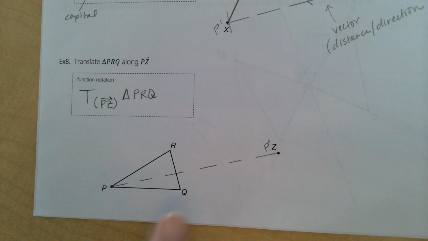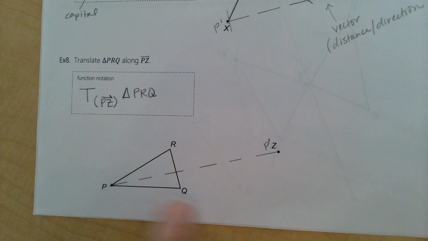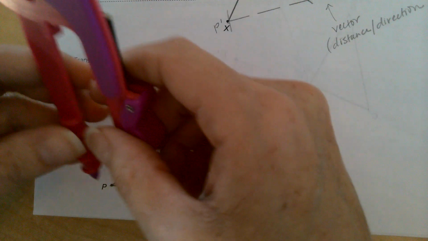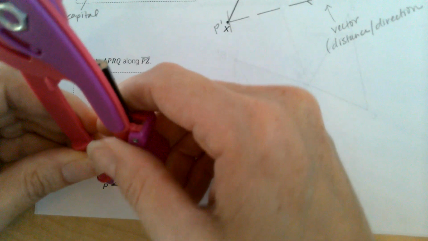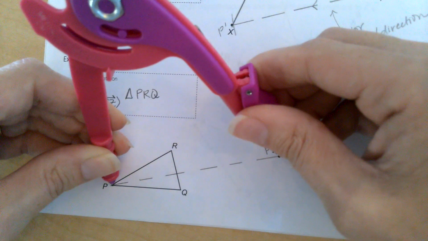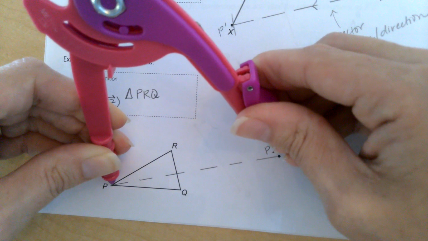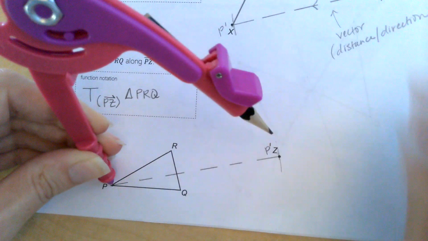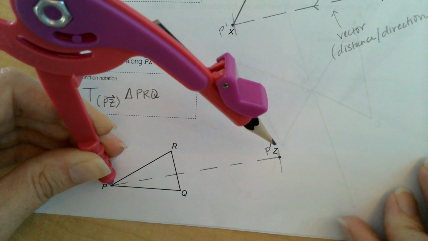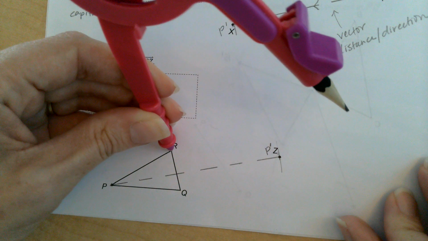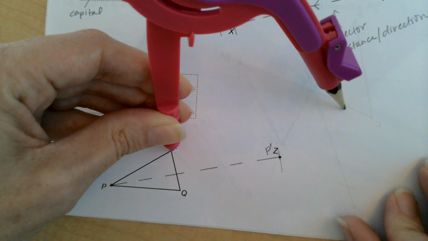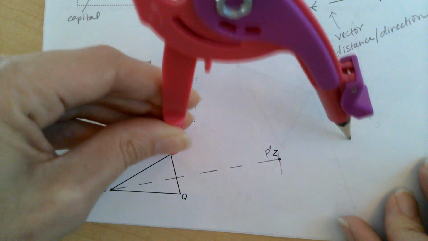Okay, it does not matter which point you do next. I'm going to do R next, but I've got to go ahead and measure from P to my new P prime. So we've got to measure my vector. And then I've got to take R to that distance. So I'm going to mark it out here.